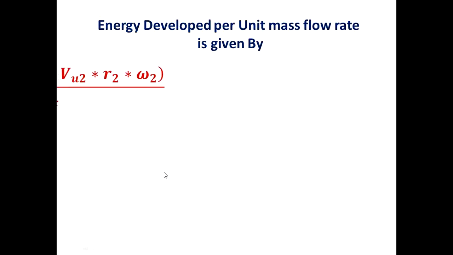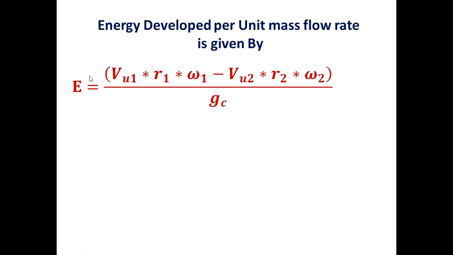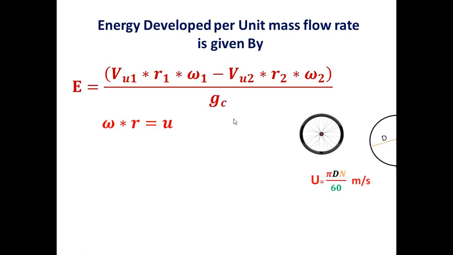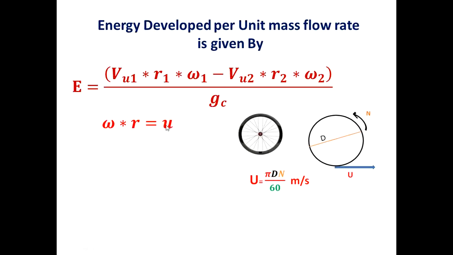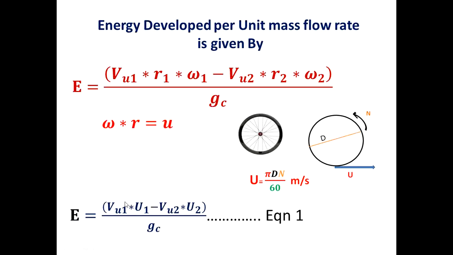Now the energy developed per unit mass flow rate: the torque divided by mass flow rate will give the energy. You just observe, and also multiply this with omega, then omega into R1, omega into R2. Omega into R gives U, the blade speed, that is a linear velocity. If the blade is rotating at a particular speed N, omega is the angular velocity, and the linear speed of the blade is U. Therefore VU1 U1 minus VU2 U2, this is the Euler energy equation.